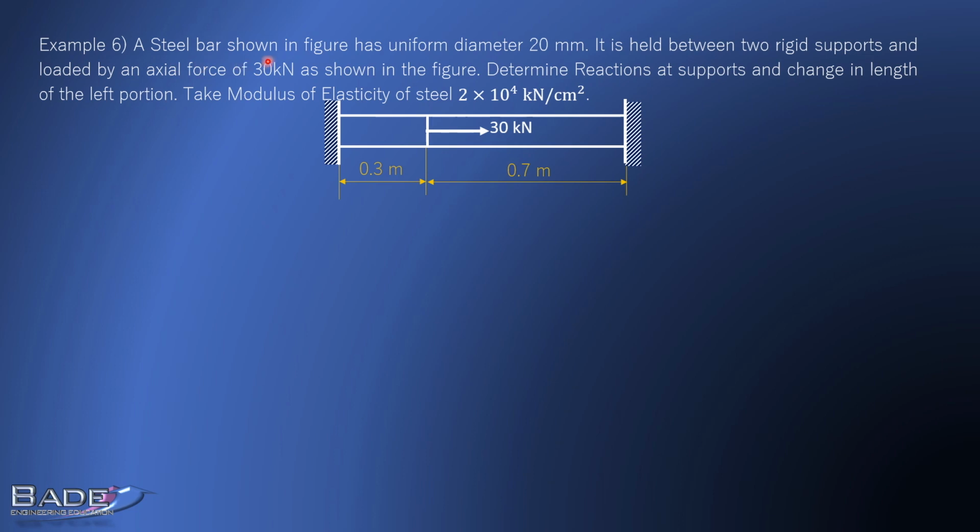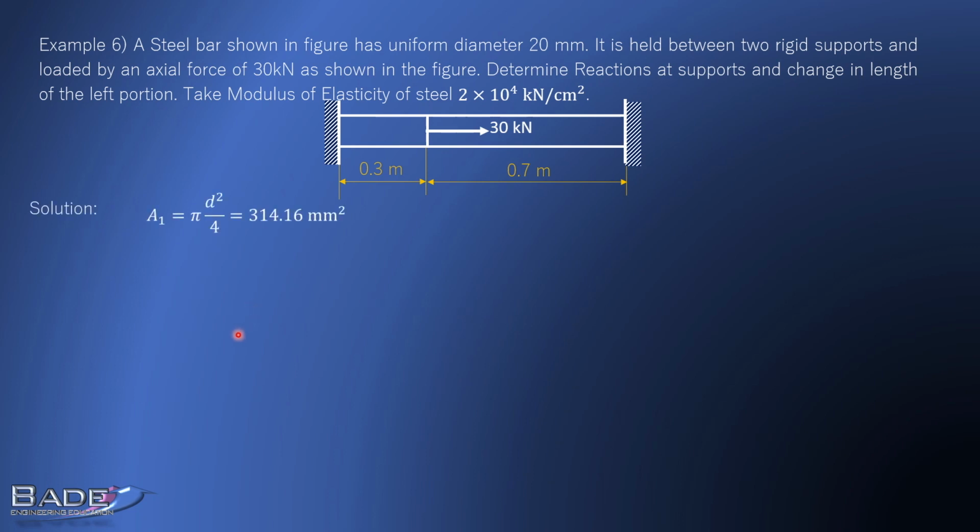A steel bar shown in the figure has a uniform diameter of 20 millimeters. It is held between two rigid supports and loaded by an axial force of 30 kN. Determine the reactions at the supports and the change in length of the left portion. Take the modulus of elasticity of steel as 2 × 10^4 kilonewton per centimeter square. Okay, take care of units.